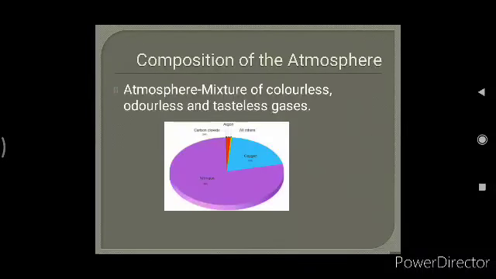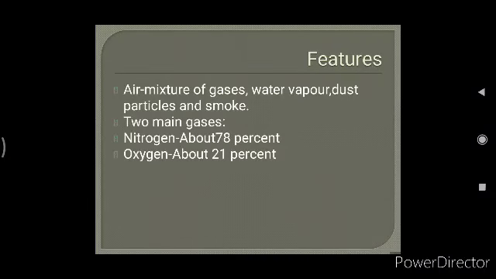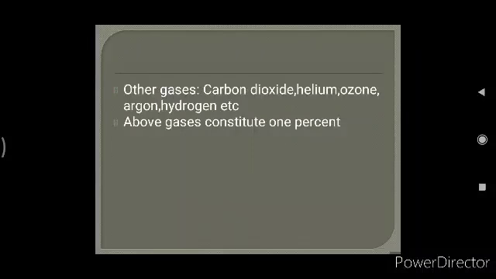The air is a mixture of gases, water vapor, dust particles and smoke. The main gases present in the air are nitrogen and oxygen. If I talk about the percentage, nitrogen constitutes 78% and oxygen constitutes 21%. Apart from these two gases, there are other gases also present in the atmosphere.